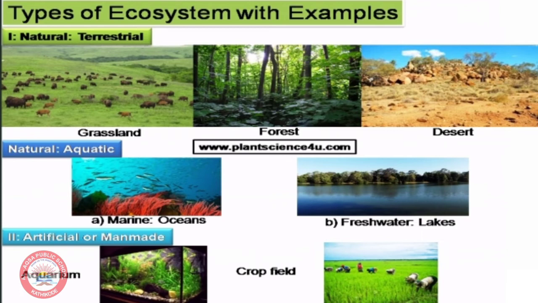Now let us see the different types of ecosystems. There are mainly two types of ecosystems, natural and artificial or man-made. Natural ecosystems can be terrestrial like grassland, forest or desert, or it can be aquatic like oceans and lakes. Artificial or man-made ecosystems are aquarium, crop field, gardens at our homes, etc.